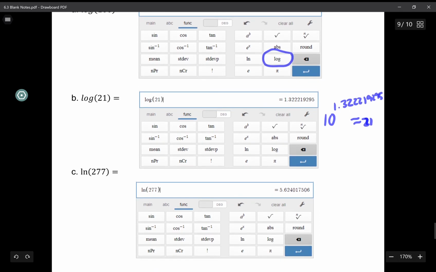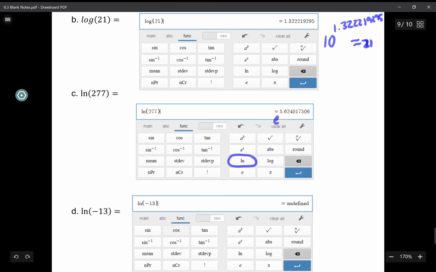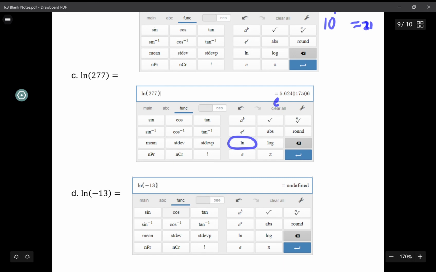All right, let's try the next one. This time I use the natural log button right here. Natural log of 277 was 5.624, so if you took e and you raised it to this value, you'd get pretty close to 277.